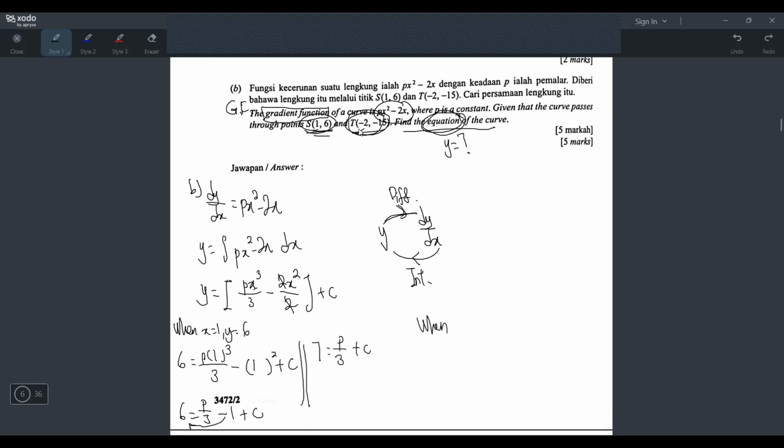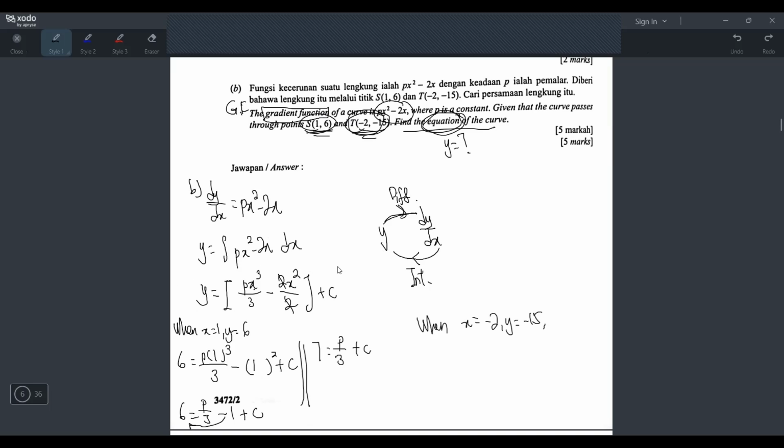Why we have to sub dua kali is because when you sub satu kali, you cannot find the value of P and C because there's two variable. So what you have to do now is you sub using another point yang ada passes through and then later do simultaneous. So another point when x equals -2, y equals -15, sub inside this equation.